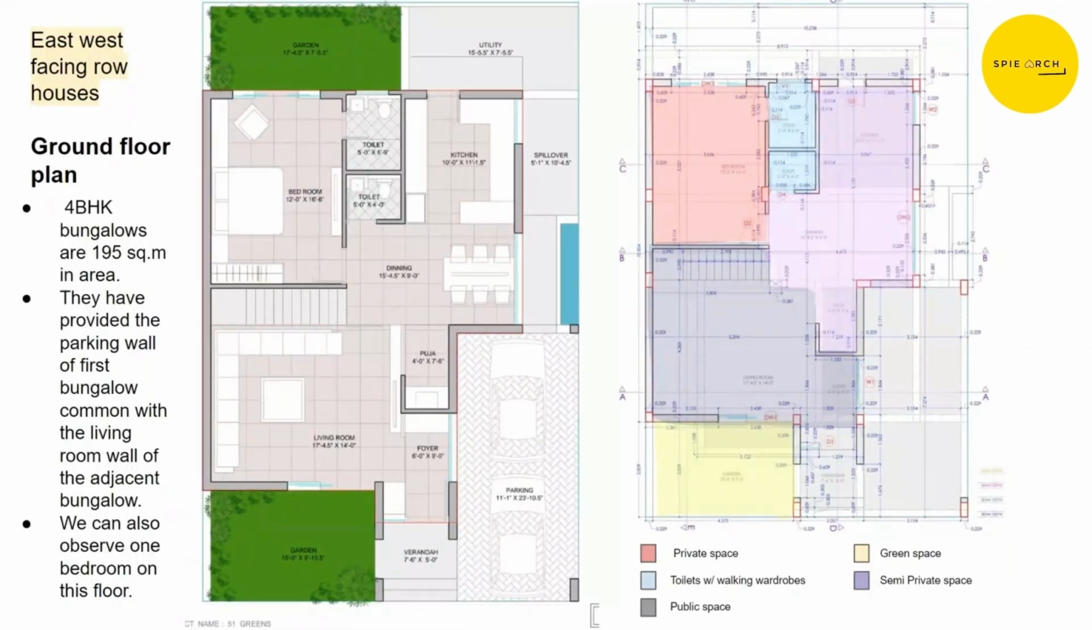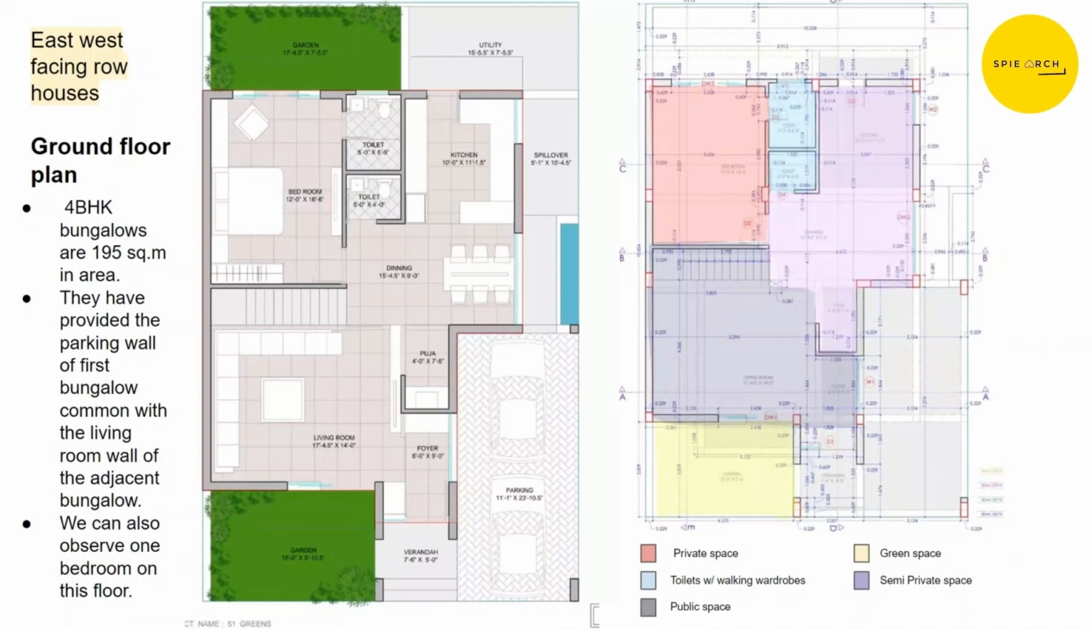For the row houses, they have provided 4 BHK, which covers an area of 195 square meters. Though we call them row houses, they don't have a common wall. The parking wall of the first row house is common with the living room wall of the adjacent bungalow. The area where my cursor is, is the space between 2 walls, so it is not a row house but an individual bungalow.